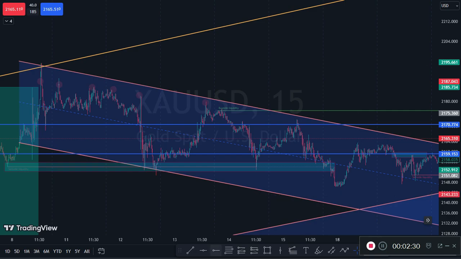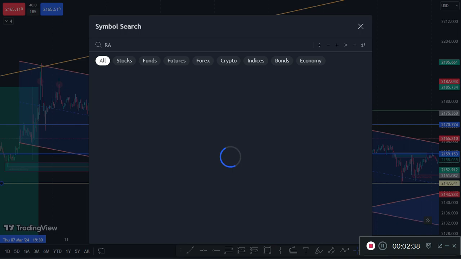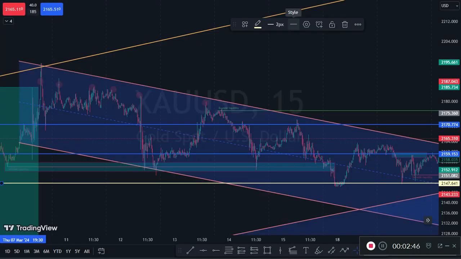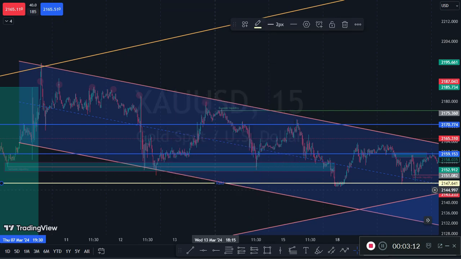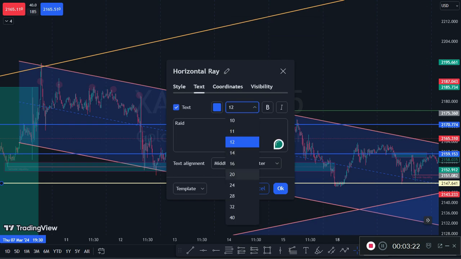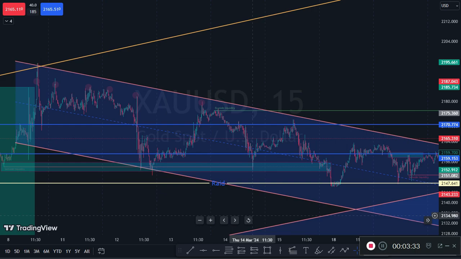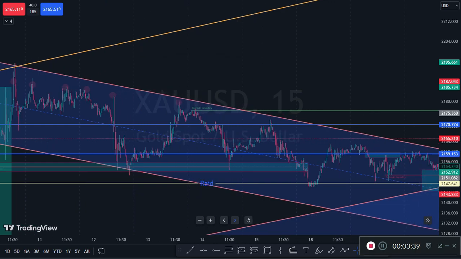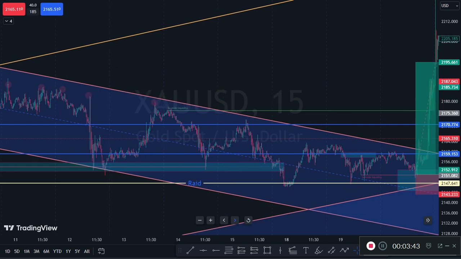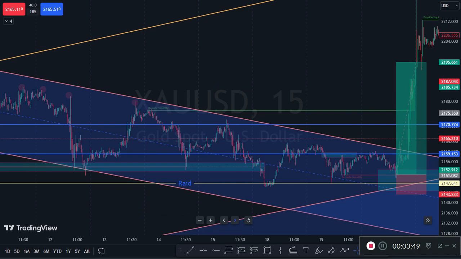So this is what we will call the raid. This is the raid right here. That's the raid right there. Let's call that the raid. And then after that raid we now see a market structure shift. Market structure shift is just when price breaks a swing high, the swing high that came before that raid.